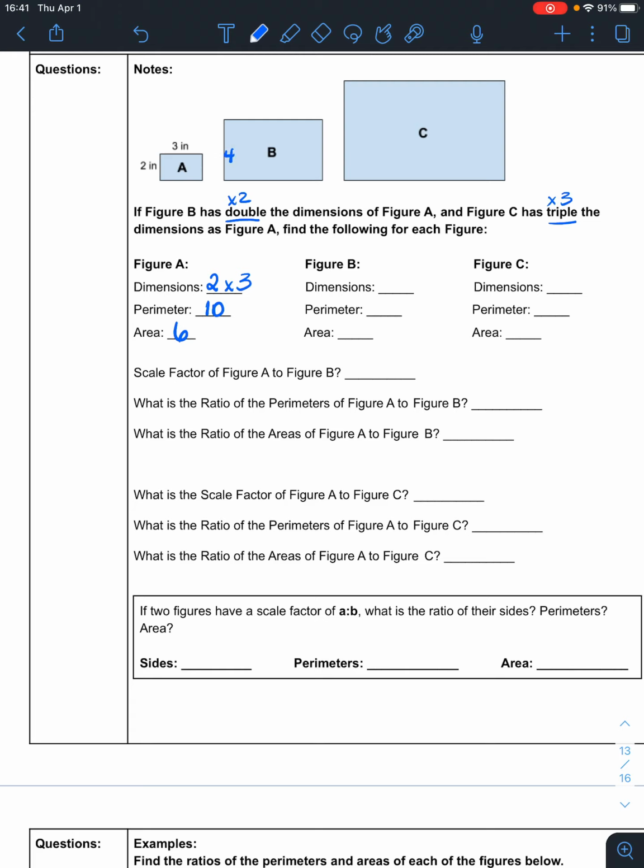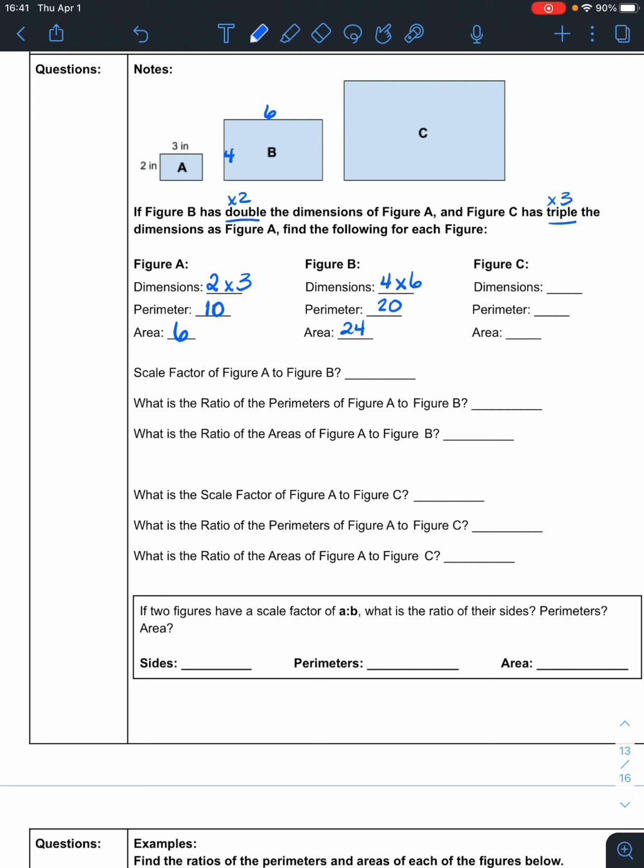So then now everything is double. So if I double the 2, then the side length is 4, and I double the 3, then my side length is 6. So now the dimensions are 4 by 6. My perimeter is 8 plus 12, so it is 20, and my area is 6 times 4, which is 24.